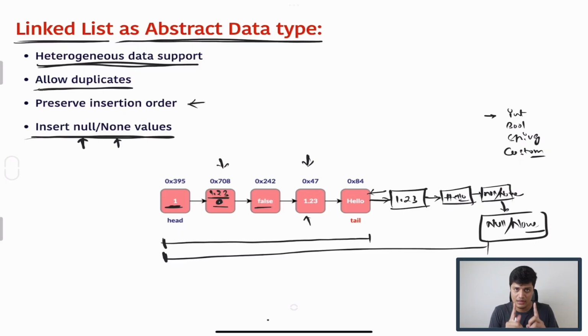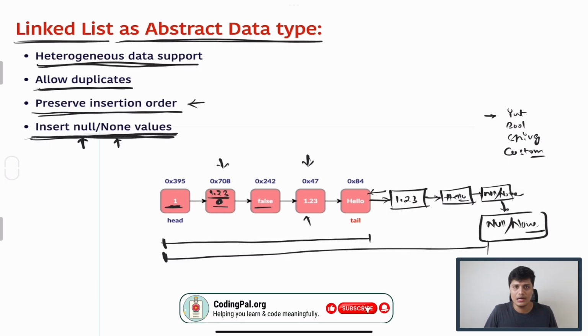So the next property for linked list implementation is supporting the null or none values in the storage. Those are the properties that we will follow while implementing the linked list data structure later in the future. Remember that the linked list that we implement will support heterogeneous data, it will allow duplicates, it will preserve the insertion order in which we insert the values, and it will also support null and none value insertion as well. So that is the linked list as an abstract data type.